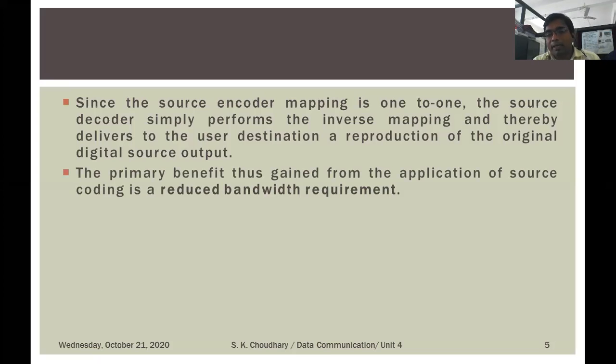So what is the benefit of this? The primary benefit of source encoding is that it reduces the bandwidth requirement. Why does it reduce the bandwidth requirement? Because we have reduced or eliminated the redundancy in the message.